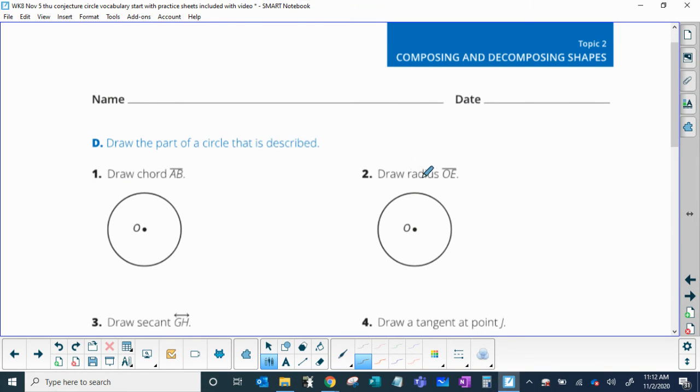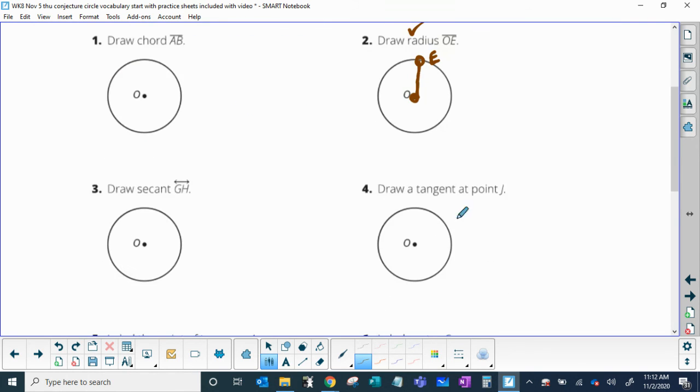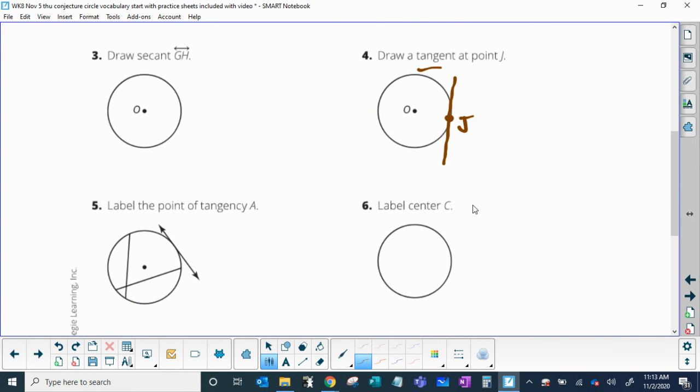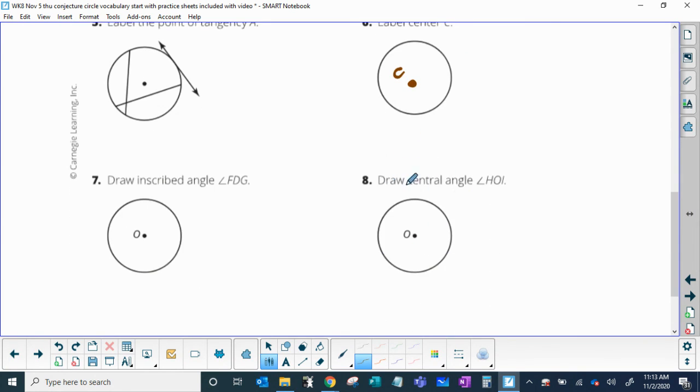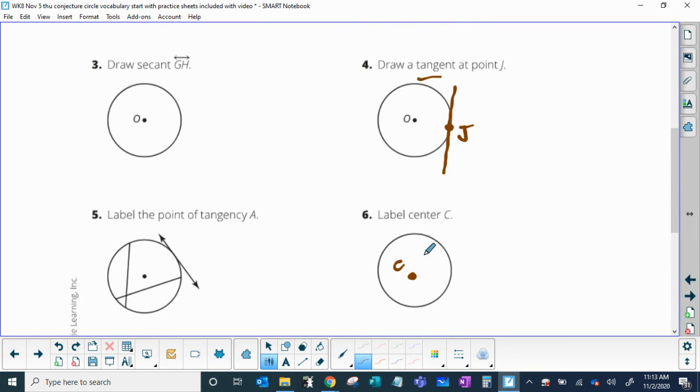There we go. Draw a radius, OE. Radius. Tangent at point J. Okay. Tangent touches in one spot. Label center C. Draw central angle HOI. Okay, has to use the center. Done. All right.